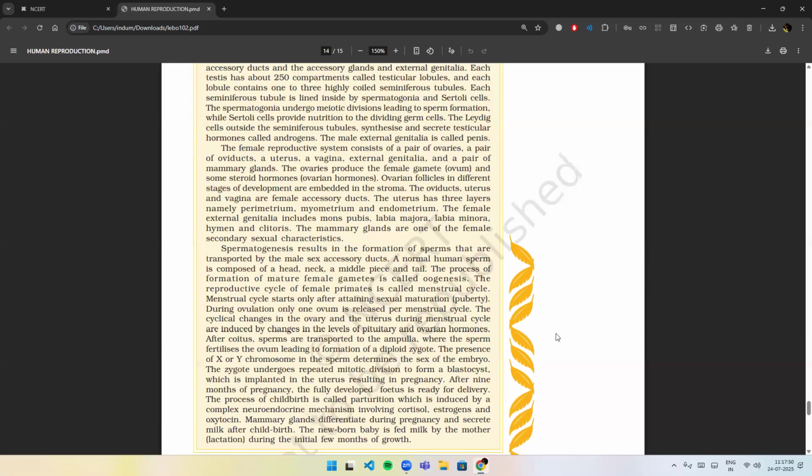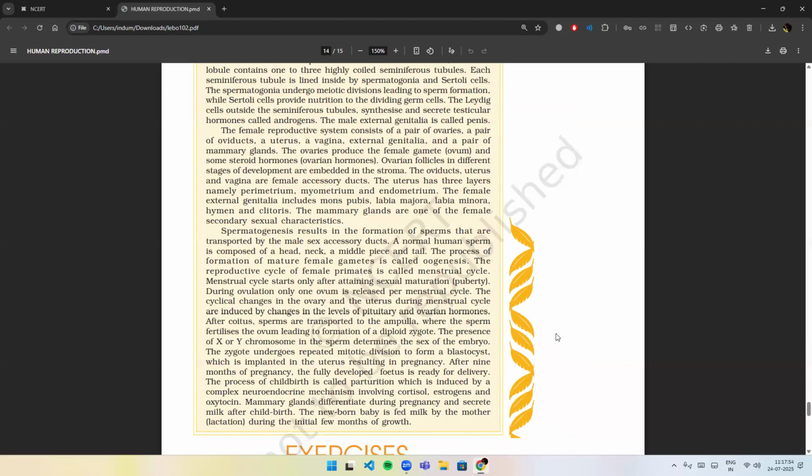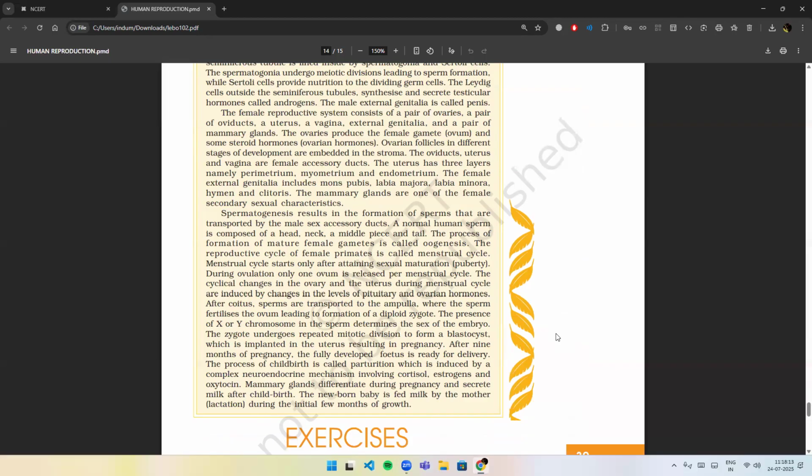The oviducts, uterus, and vagina are female accessory ducts. The uterus has 3 layers, namely perimetrium, myometrium, and endometrium. The female external genitalia includes mons pubis, labia majora, labia minora, hymen, and clitoris. The mammary glands are one of the female secondary sexual characters. Spermatogenesis results in the formation of sperms that are transported by the male sex accessory ducts. A normal human sperm is composed of a head, neck, a middle piece, and a tail.